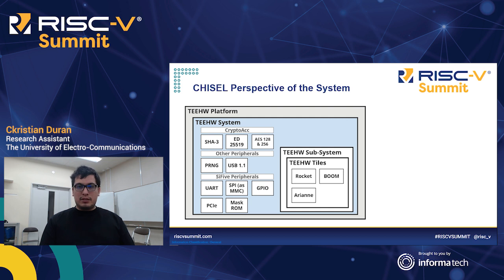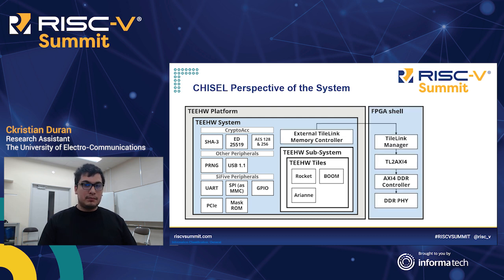The system will encapsulate the subsystem, which at the time contains the tiles that are the Rocket, the BOOM, and the Ariane, with the possibility of adding more if you want. The system is encapsulated in a platform where we do the final implementation in the module itself to exteriorize the ports into the system. This can be connected to either an FPGA shell or a simulation environment. So, particularly for the FPGA case, we export the TileLink bus from the memory controller. This bus will be resided externally by the FPGA shell, which contains a TileLink manager. Afterwards, the TileLink will be converted into AXI4, where it finally implements the DDR5 IP from the FPGA in question.